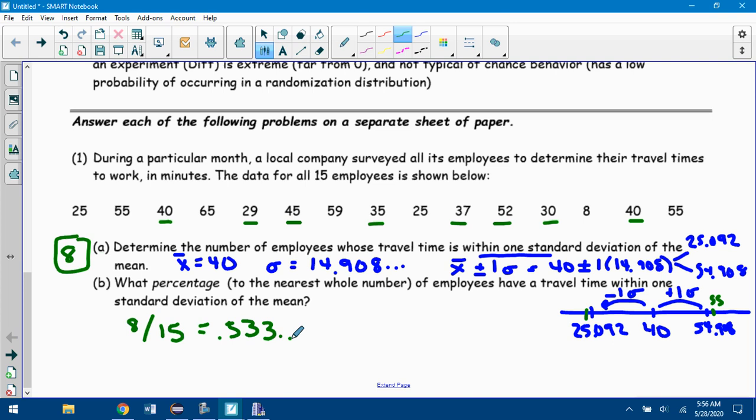So to the nearest whole number, about 53% of the employees have a mean driving time within one standard deviation. Okay, so that's what I mean by basic statistics questions, things using that one-variable stats.